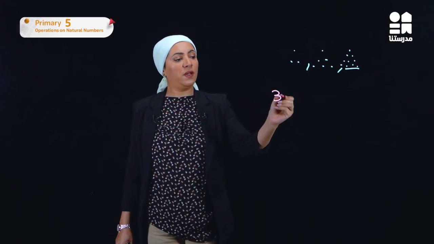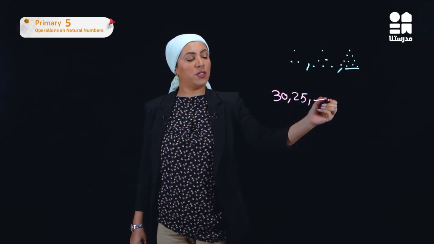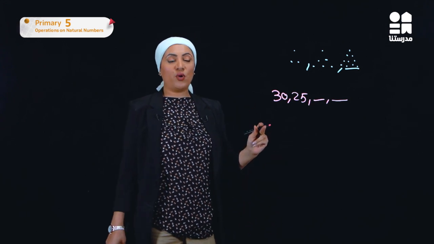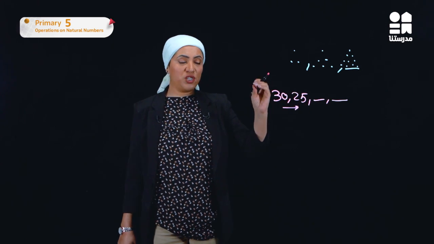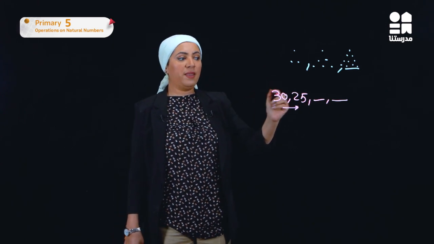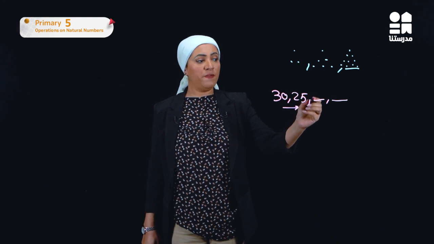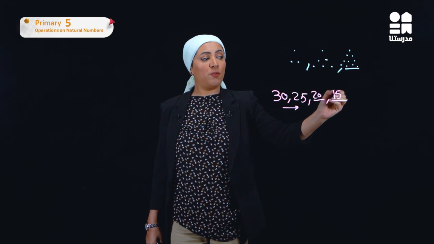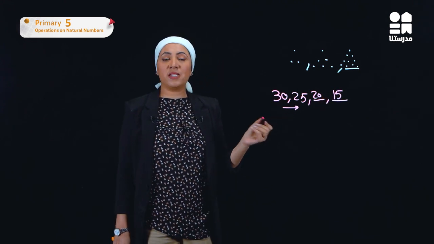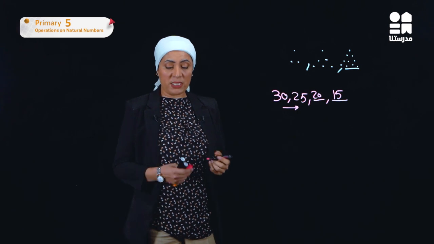Now, let's move to another example where we move backward and not forward. So for example, if I have here 30 and then 25, and I want you to get me 2 more answers. As you see here, I move backward, I get smaller by 5. Then 25 minus 5 is 20, and 20 minus 5 is 15. So my pattern rule here is subtracting 5 every time.